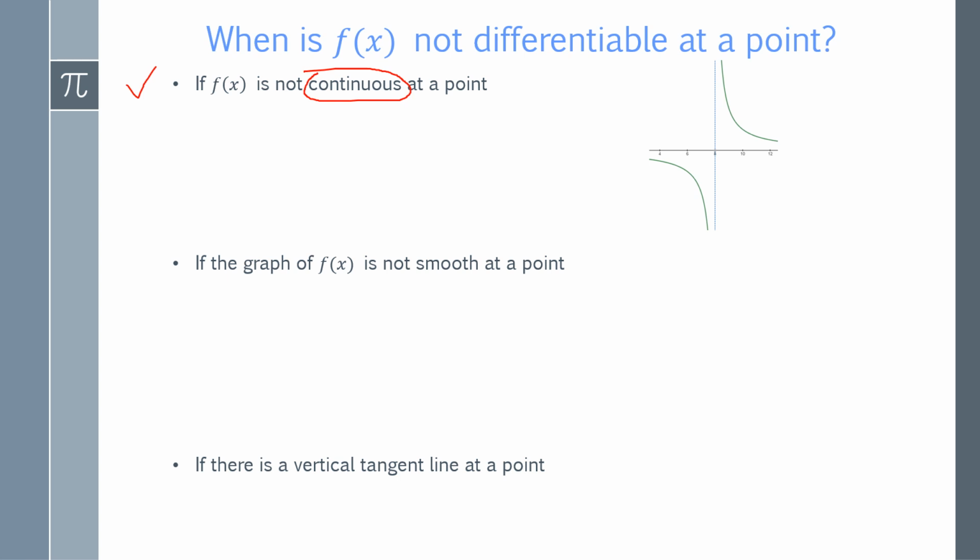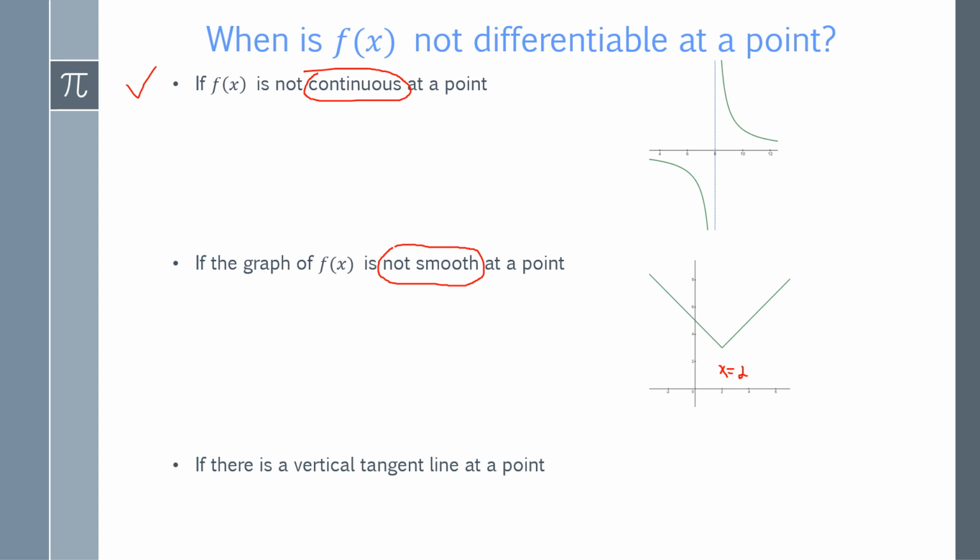The second case is if the graph of f of x is not smooth at a point. Not smooth means it has a sharp corner or a cusp. A good example would be the absolute value function. Here I have a function that's shifted some points to the right and up, and at x equals 2, it is not differentiable. Notice it is continuous, but because we don't have a smooth curve at that point, we have a corner.